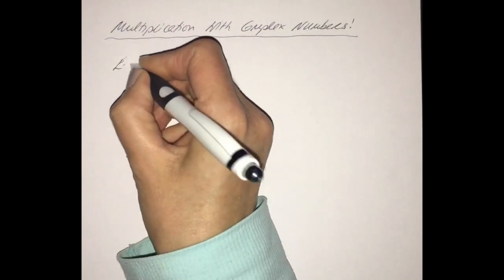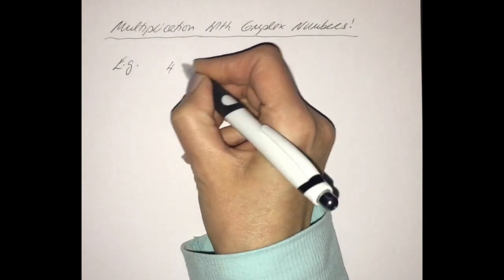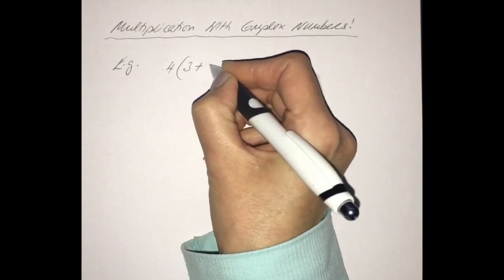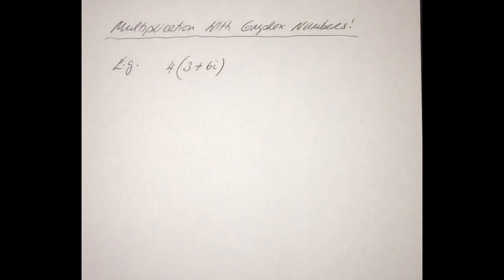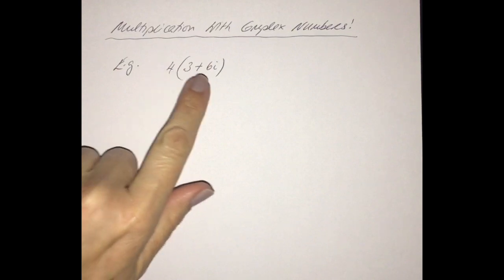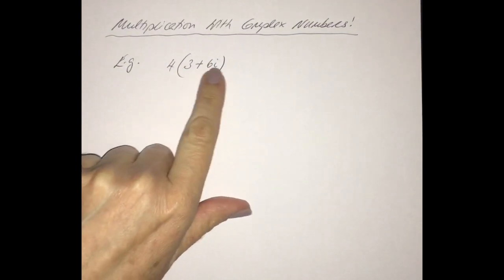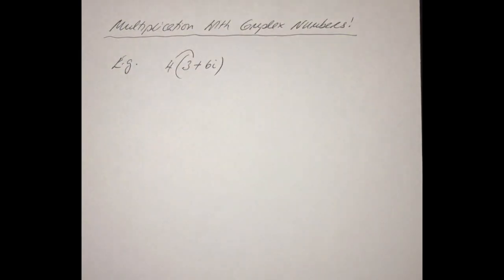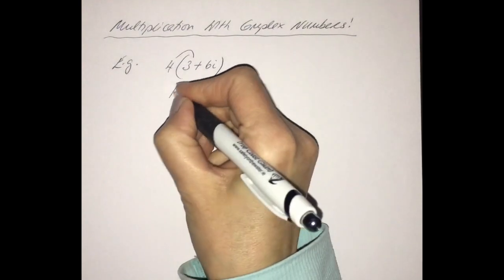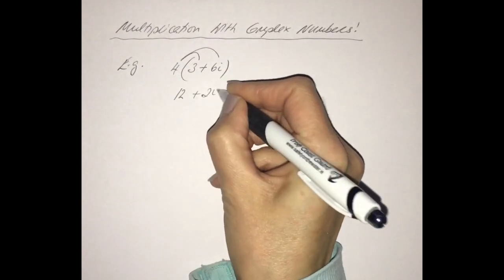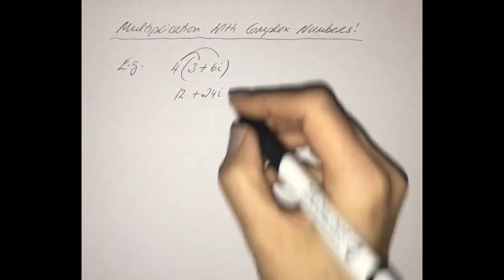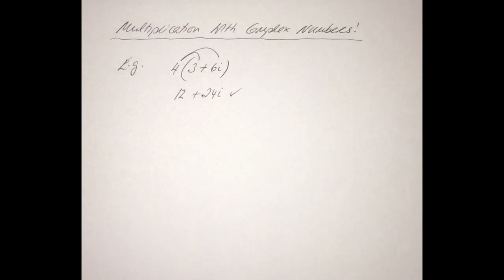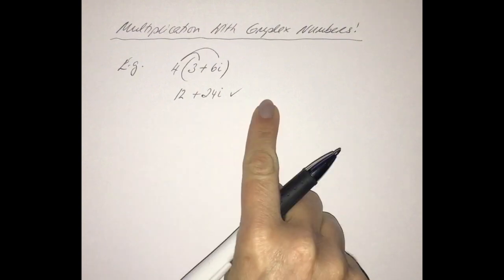So let's take the example 4 times 3 plus 6i. Well, let's say you have these brackets, and brackets always implies times, and we're going to multiply this 4 by the 3 plus 6i, this complex number here, 3 plus 6i. So multiplying out the brackets, just as you would do with algebra, you do 4 times 3 and you would get 12, and then you would do 4 times 6i and you would get 24i. And that is the answer. All right, so that's very straightforward. As I said, very, very similar to algebra.